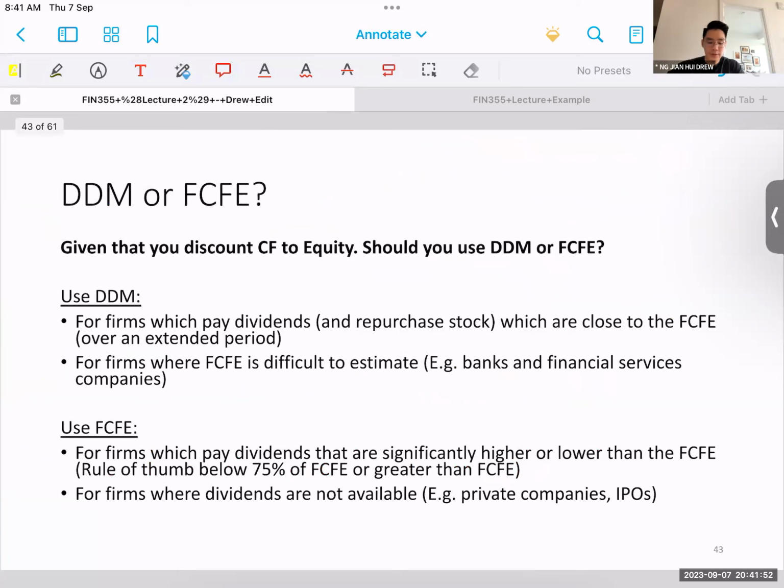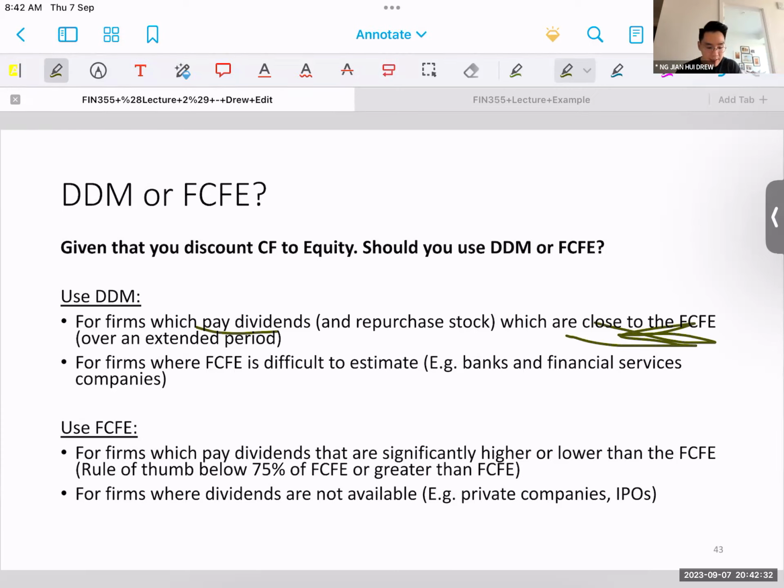Okay, so now we want to think about, since we have learned two equity methods, DDM and FCFE, which method should we use, right? If we are interested in being an equity holder or equity shareholder. So in this sense, it's a bit easy. If the firm pays dividends, then maybe you should use DDM. But there's one caveat here. If it pays dividends that are close to the FCFE, meaning whatever free cash flow we have, we pay as dividends, then you just use the dividend discount model.